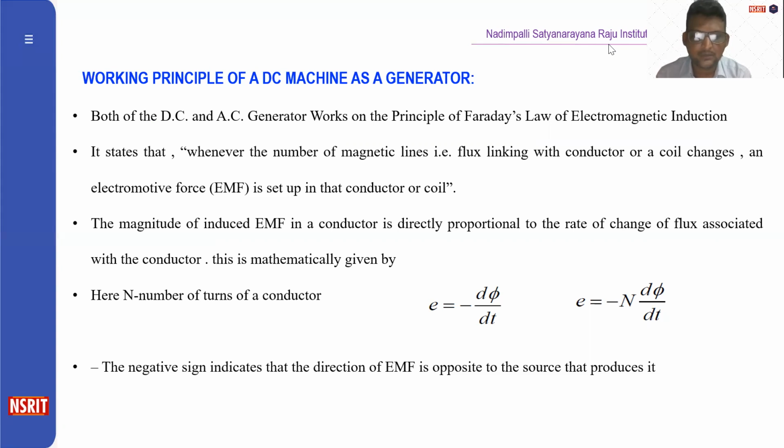But we don't know how many turns are in the conductor. If we include the number of turns, N denotes the number of turns in the conductor, we can write E equals minus N into d phi by dt. But why are we indicating the minus sign in this equation? According to Lenz's law, EMF will oppose the source of it. That's why EMF will oppose the supply voltage, so we include the negative sign.